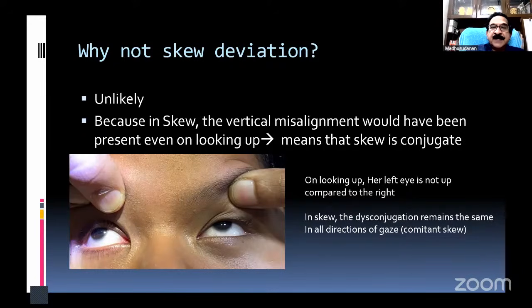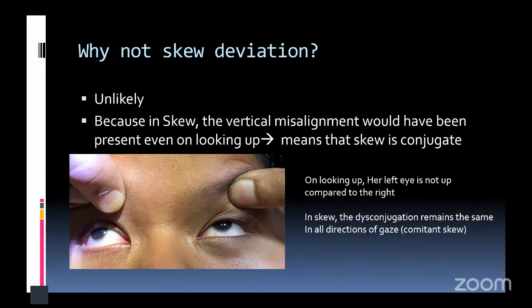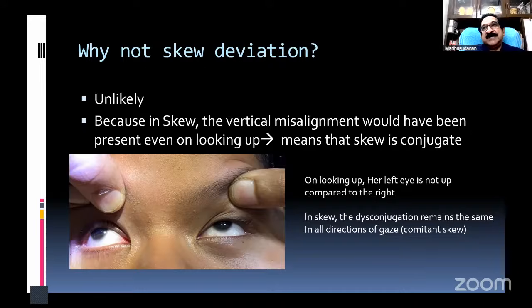Okay, any questions? Please ask. Any doubts? Some time back I showed an alternating skew. That is a different condition where the vertical disconjugation may be different on lateral gazes. Forget about that, that's not the ordinary skew. That's a rare condition. So in supine position, skew should disappear, sir. Yeah, usually it should disappear because the graviceptive pathway is affected. Correct.